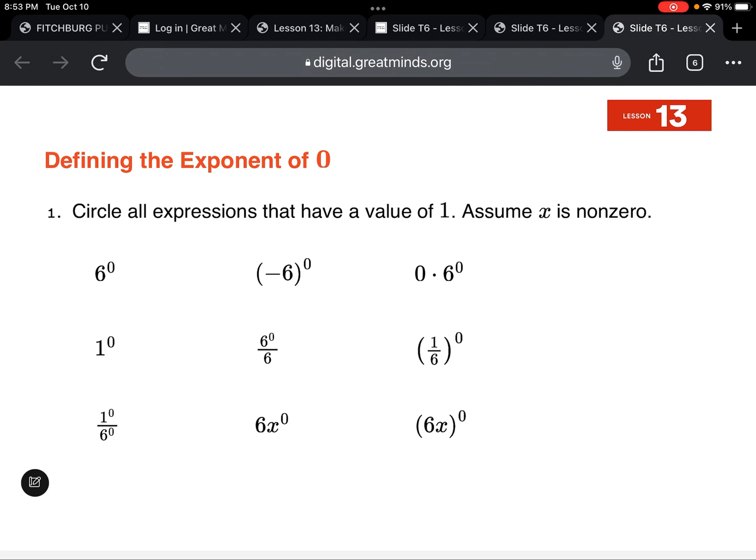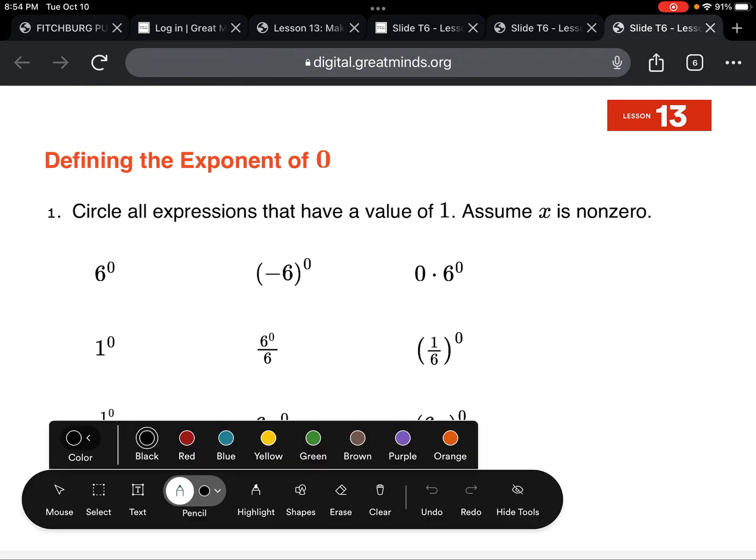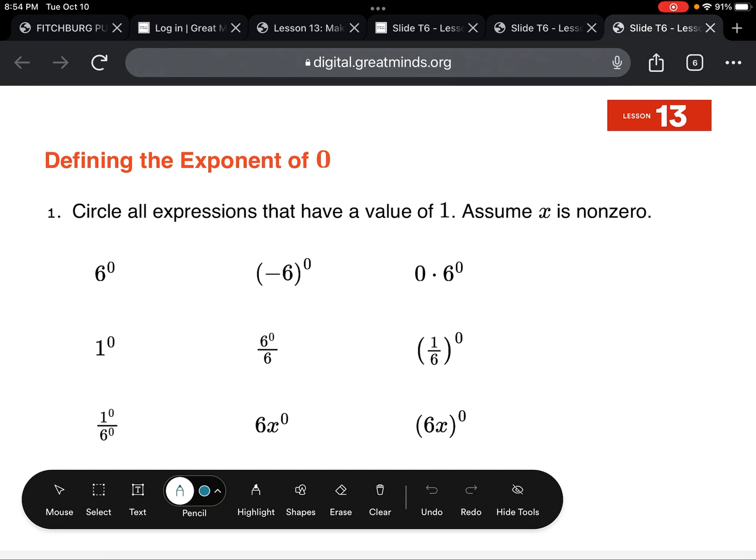So let's get started. This is workbook page 181, problem number 1. Let me write that down for you. Hopefully you guys are listening though and you have your headphones on and you can hear me. So again, this is workbook page 181. So you guys should be following along with me.